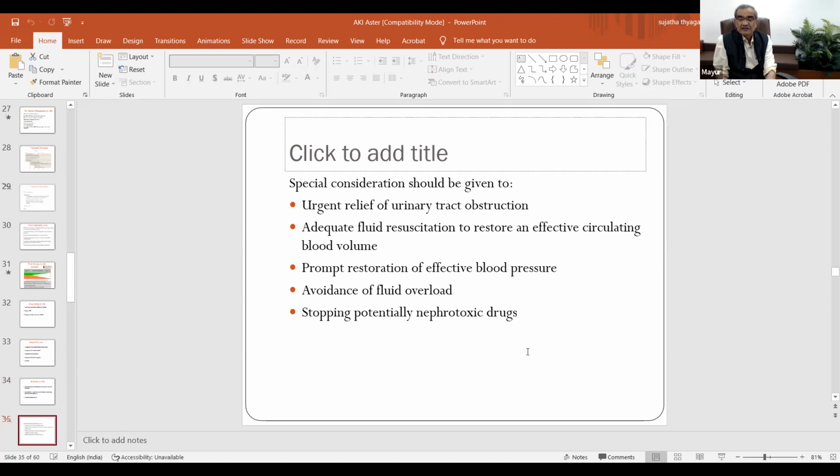Now, special consideration should be given to urgent relief of urinary obstruction, if any, adequate fluid resuscitation to restore an effective circulating blood volume, prompt restoration of effective BP, avoidance of fluid overload, and stopping potentially nephrotoxic drugs. I keep on harping on these points because those are very, very important.